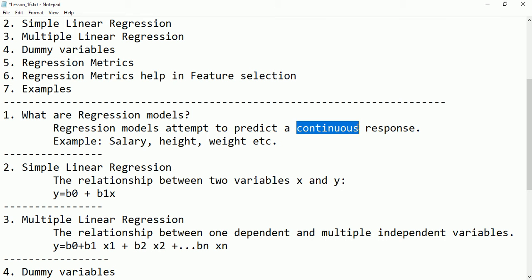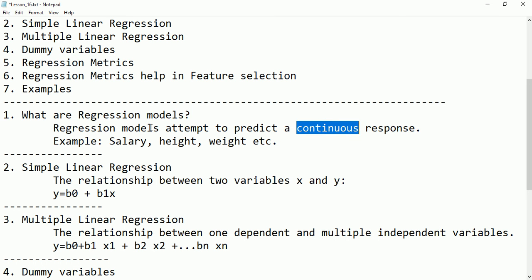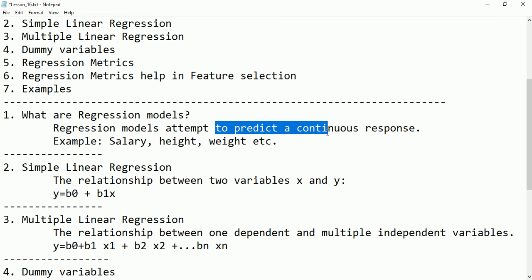It is not in the form of discrete values like 1, 2, 3, or binary form like true and false, or yes and no, correct and wrong. Not like that. It is in the form of continuous values. So if the predicted or output value is continuous, those types of models are called regression models. These models attempt to predict continuous responses.